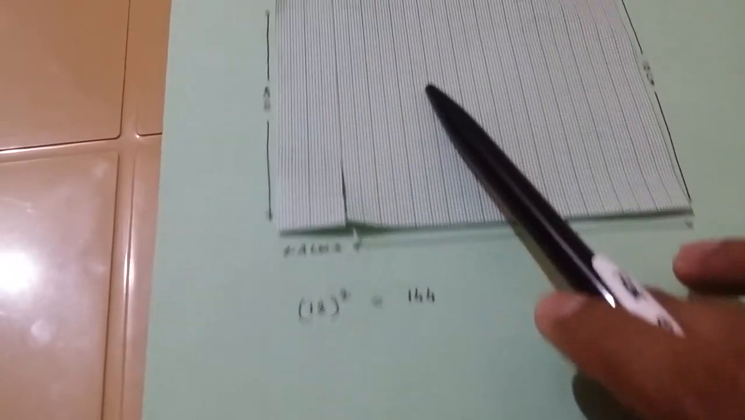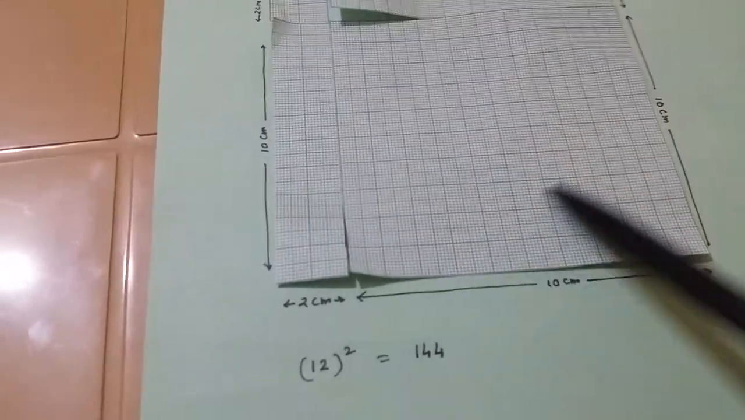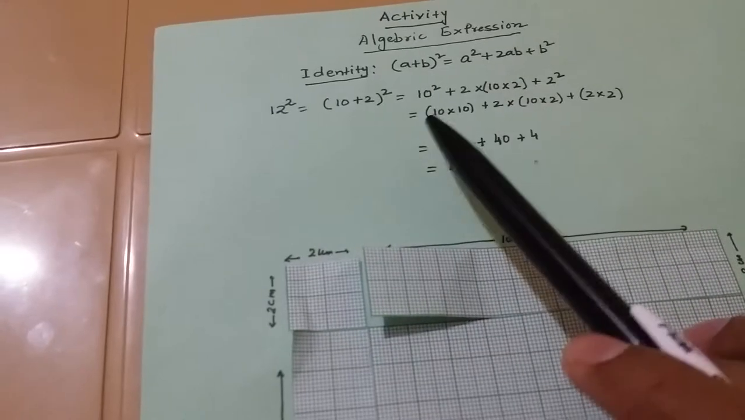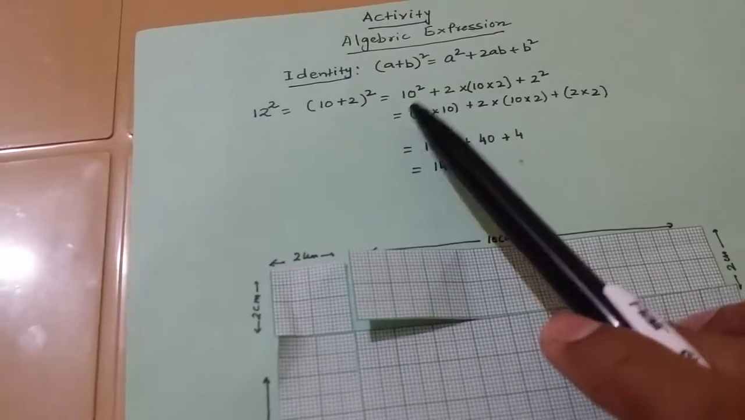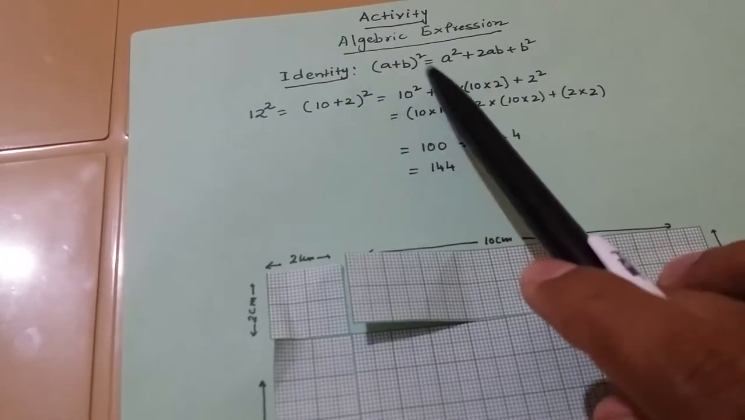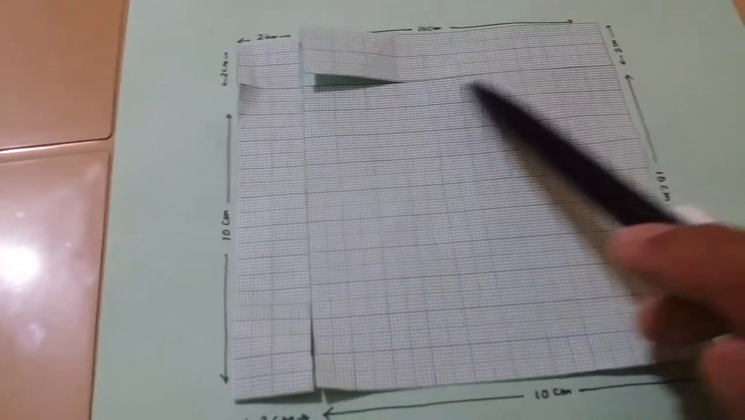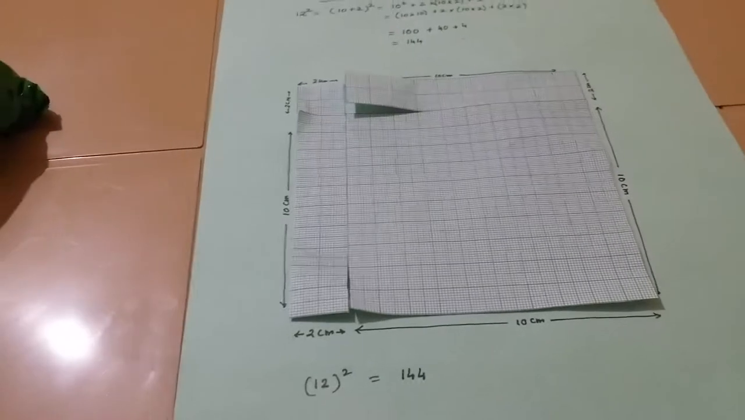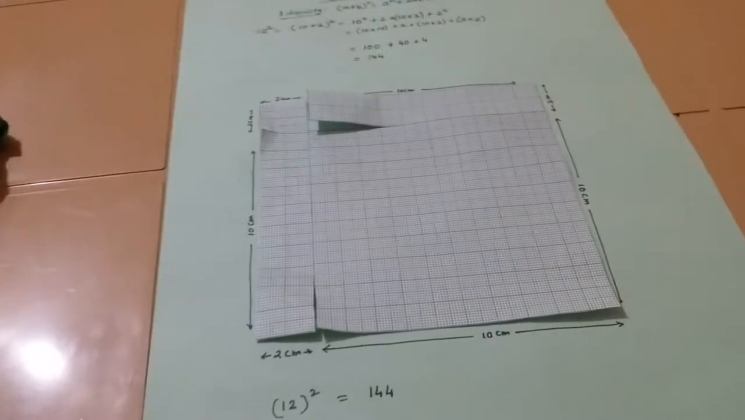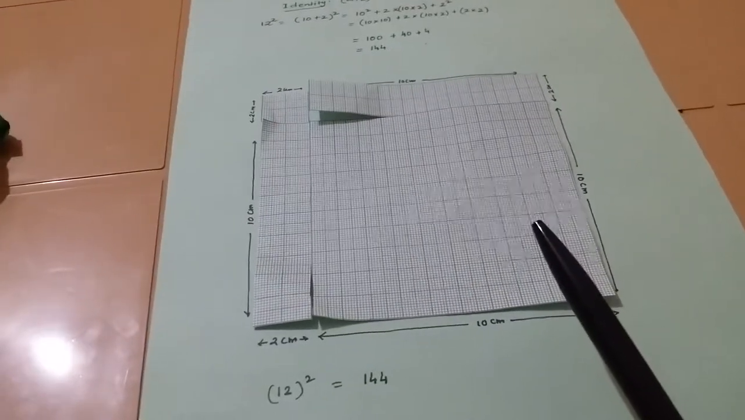That means for any value, we can use this kind of grid box to prove the identity, sorry, it's not a theorem, it's an identity: (a + b) whole square equals a square plus 2ab plus b square. So this is the total diagram and the activity. You can use it even at home and try it one more time.